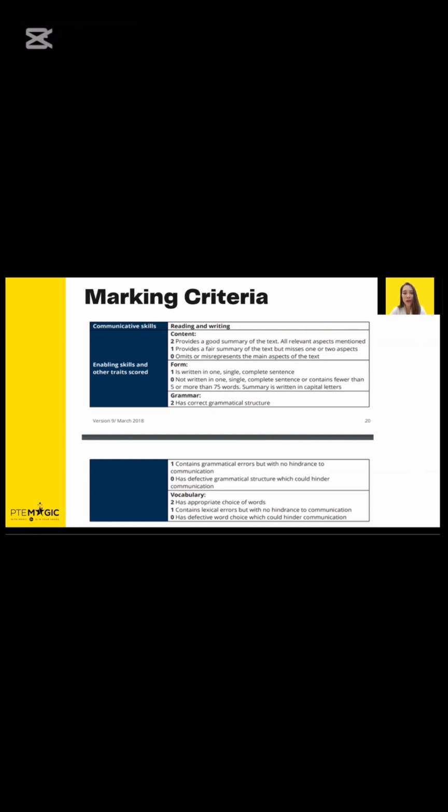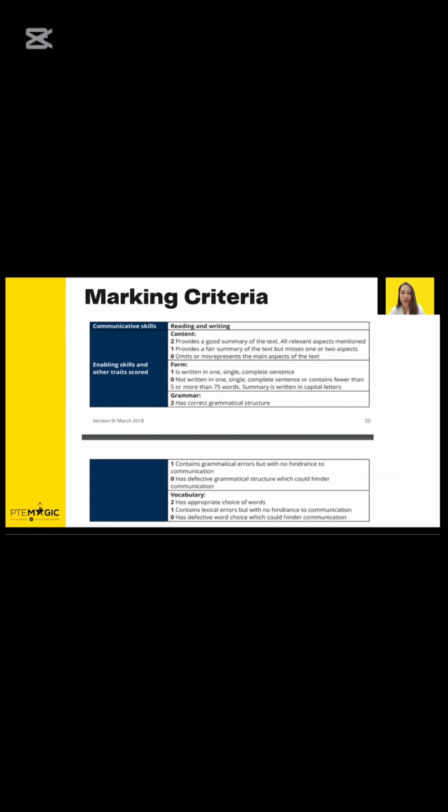How can you get points for the content? The answer here is keywords. Even though they tell you here that you get 2 points if you provide a good summary of the text or relevant aspects mentioned, and 1 point if you provide a fair summary of the text, that means 1 or 2 aspects, basically it's all about keywords.